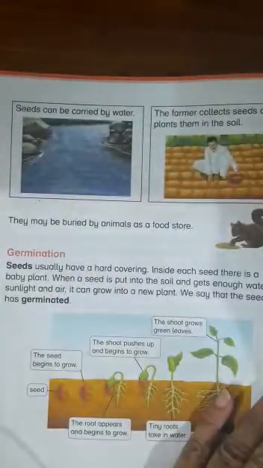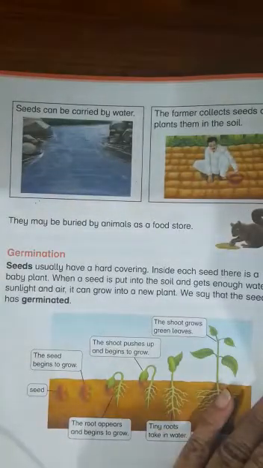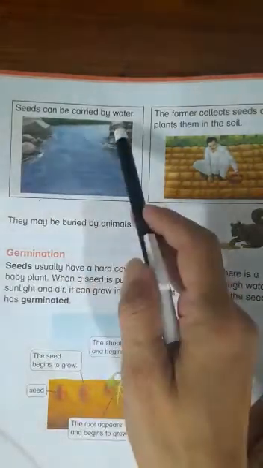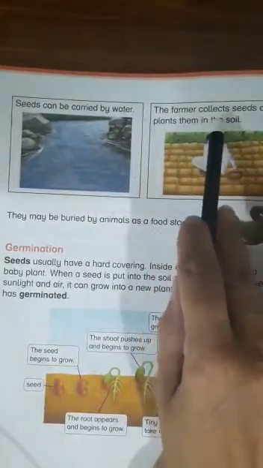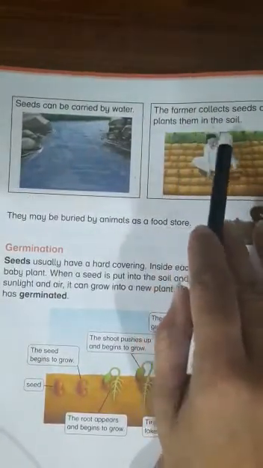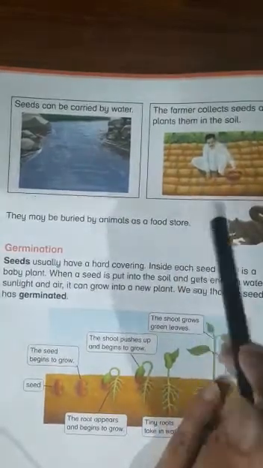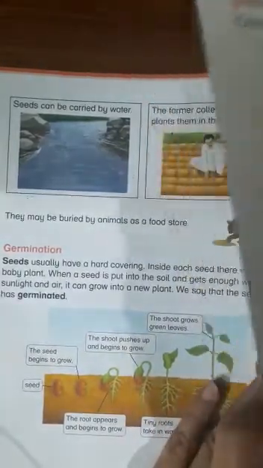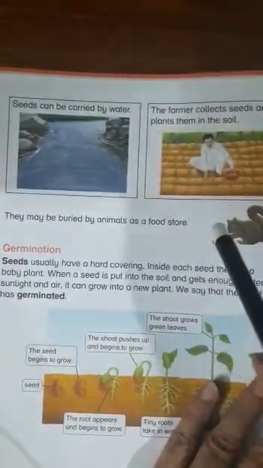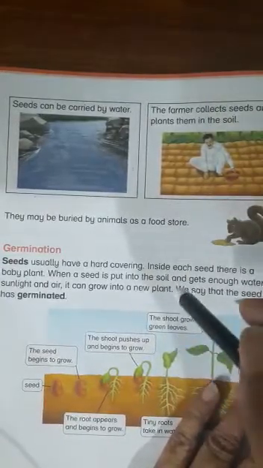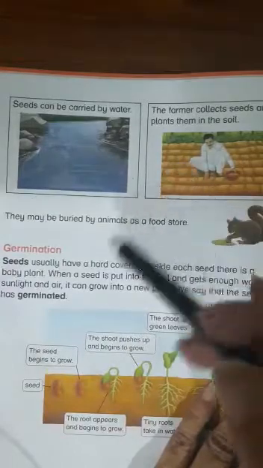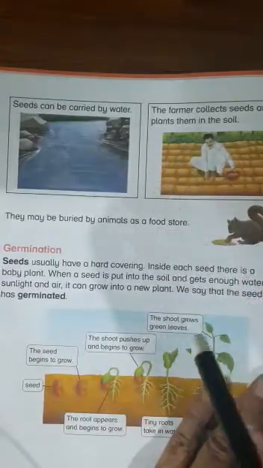Some of the seeds, like the coconut and the water lily, are carried by means of the water. And the better way is that done by the farmer. He collects the seeds and plants them in the soil. Some of the animals, like the squirrel, bury the food or the fruits inside the soil, and new plants will arise from those fruits in which the seeds are present.